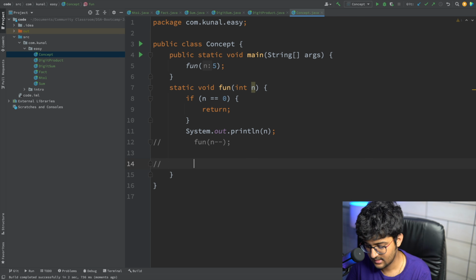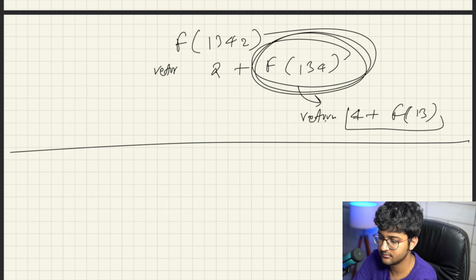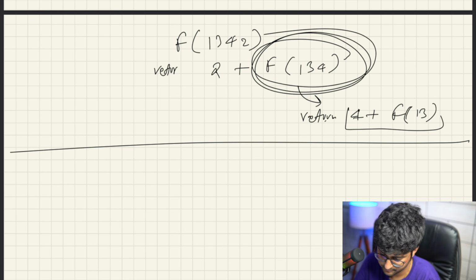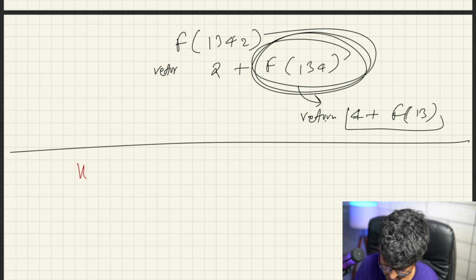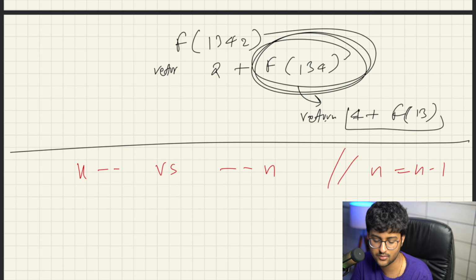This is the concept that we learned about: n-- versus --n. It's not similar. Let me bring my whiteboard and write it down in red color. n-- versus --n. Both are like n is equal to n minus 1, right? So what is the difference? The difference is this: n-- will pass the value of n first and then subtract it.